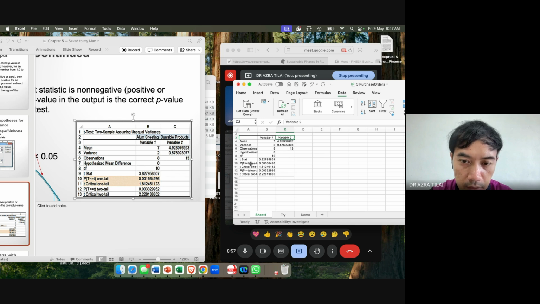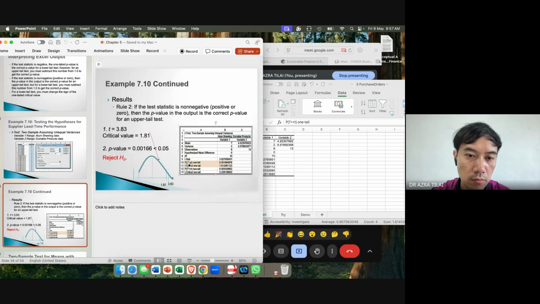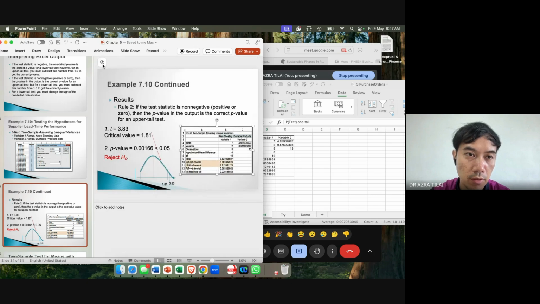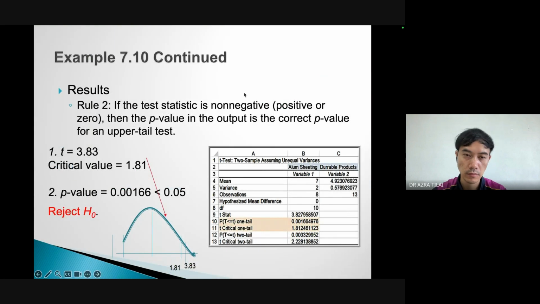So we are more interested in looking at the p-value and also the t-test. So when we look at this, the second rule is if the test statistic is non-negative, positive or zero, then the p-value in the output is the correct p-value for an upper tail test. So the p-value is 0.00166, which is less than 0.05.